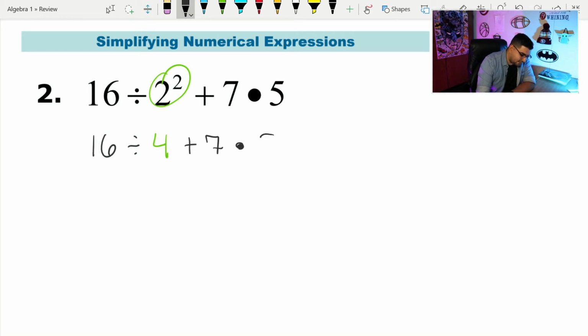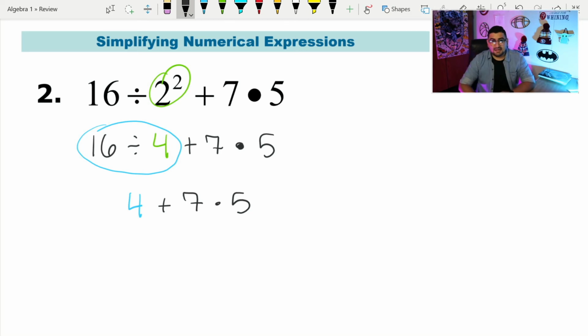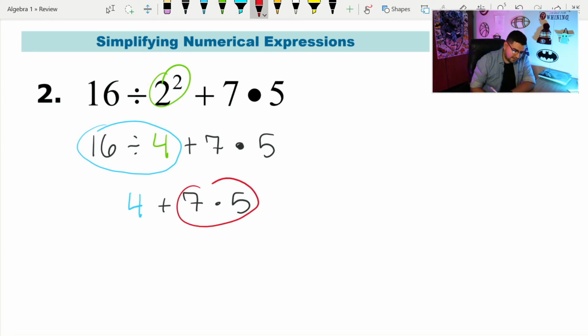Now again, I'm going to focus on division and multiplication. I'm going to go from the left to the right. Okay, so if I start on the left, the first division or multiplication I see is 16 divided by 4. 16 divided by 4 is in fact 4. So now I'm going to have 4 plus 7 times 5. Okay, again, I still see some multiplication, and that's the only multiplication left. So actually, if I go left to right, I will end up there. So I can just go ahead and do the multiplication. So 7 times 5, okay, that's just 35.